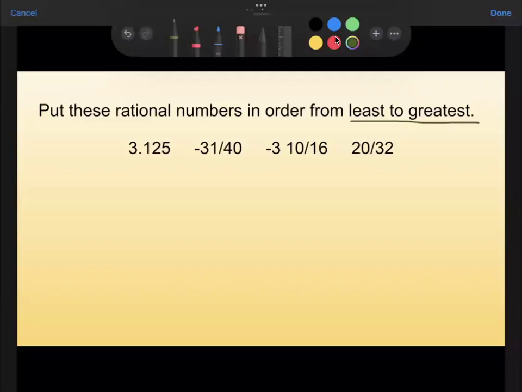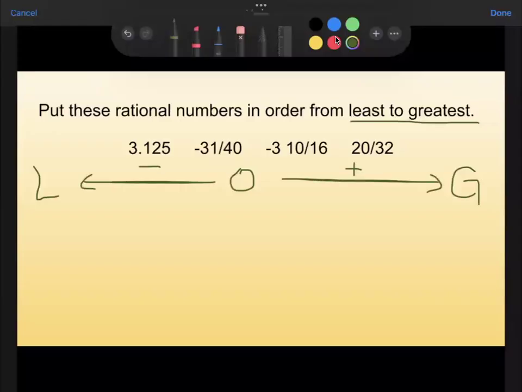We can put the least over here, the greatest over here, and we can put a 0 in the middle, just so we know that everything over here is going to be negative and everything over here is going to be positive. Okay, so let's start sorting them by positives and negatives. Well, 3.125 goes over here in the positive zone. Negative 31 over 40 goes in the negative zone.